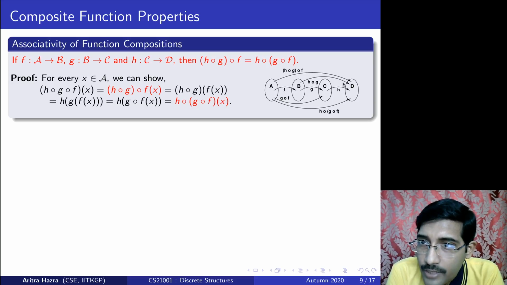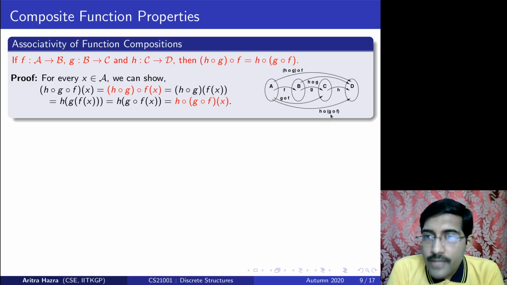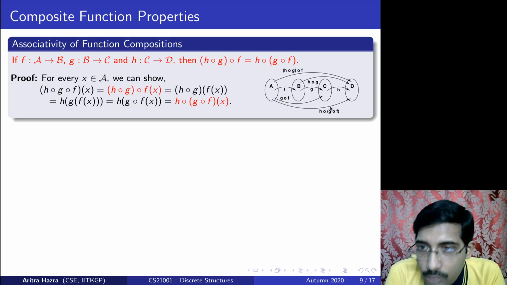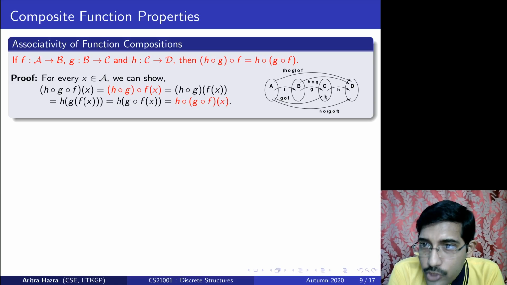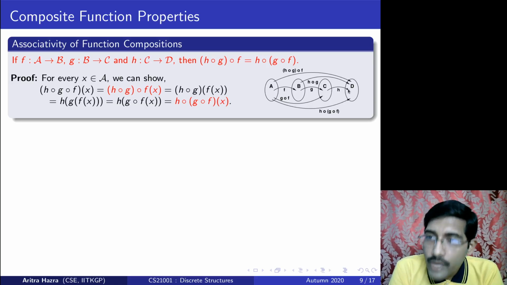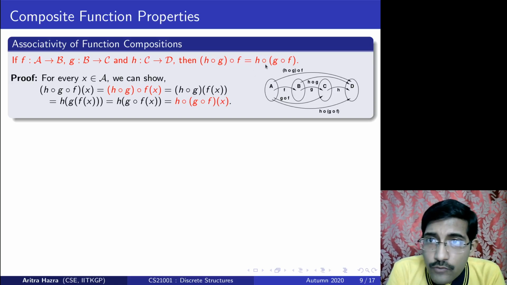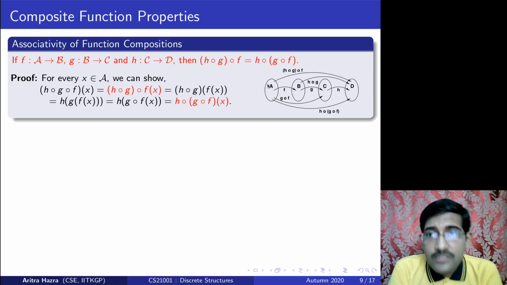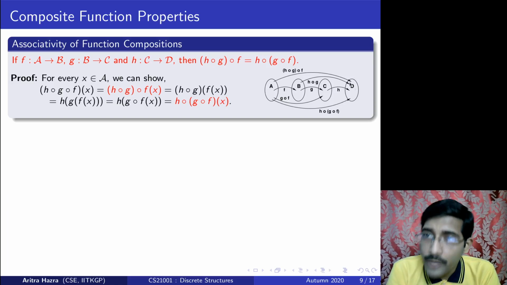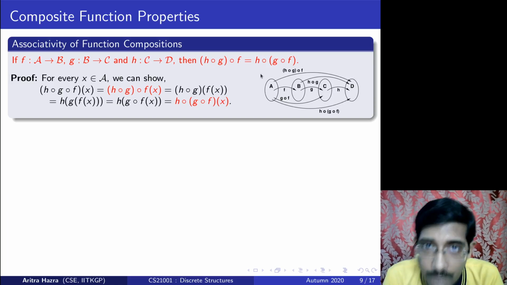to D. And when you say H composed with the composed function GOF, first you do the composed GOF of X and then you do the H of that. So therefore it is also from A to D. So these two functions have the same domain A and the same codomain D. So one part of the proof is done.